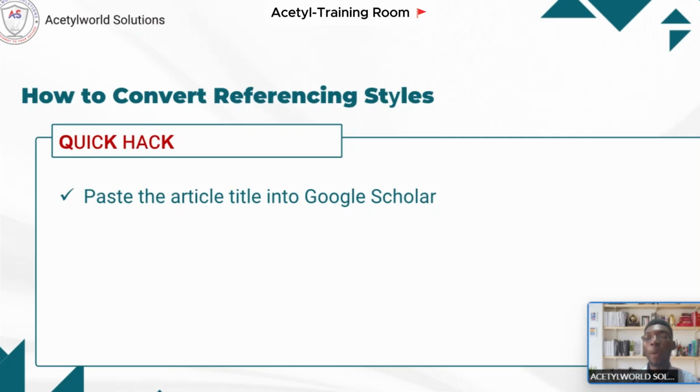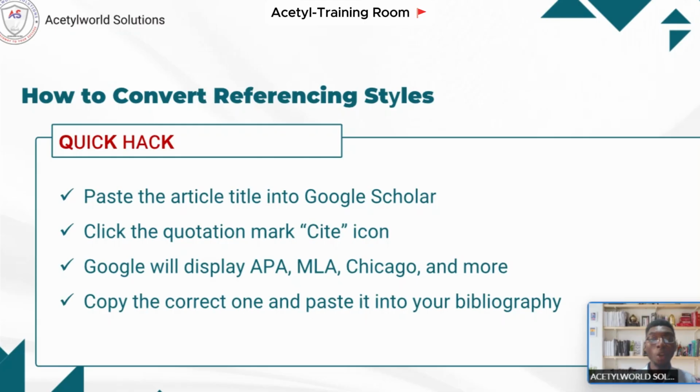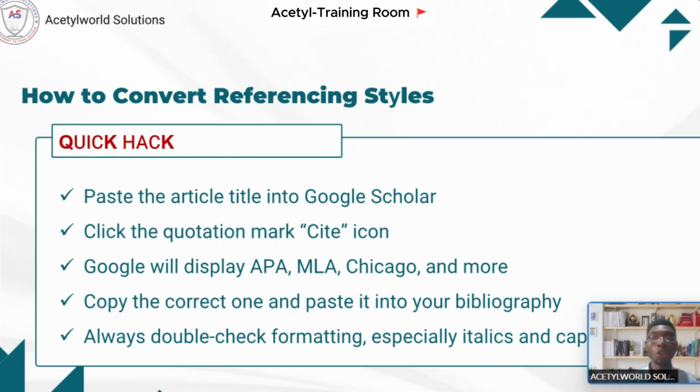So you paste the article's title in Google Scholar. You click the quotation mark on the Cite icon. Then Google will display the APA, MLA, Chicago, and more. So you can now pick any one that you want. You copy the correct one and paste it into your bibliography. Then always double check for formatting, especially italics and capitalization.